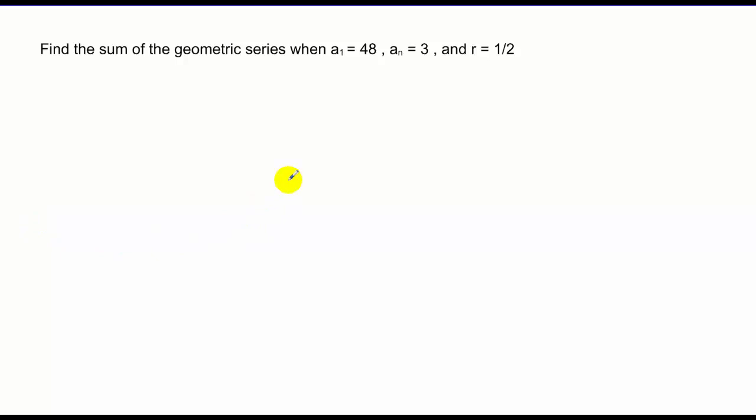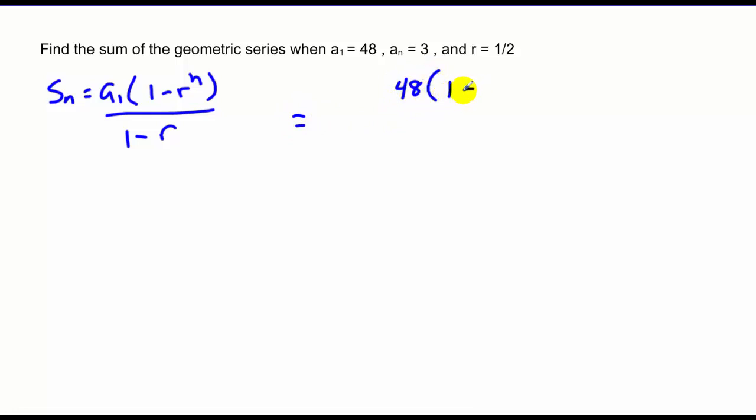Again, we'll find the sum. Here's my first term, my last term, and my ratio. Well, again, if I just write this formula out, I have first term times 1 minus my ratio to the n power over 1 minus my ratio. That's great that I have that first term. It's 48. 1 minus, I have a ratio of 1/2. That's good as well. But I don't have the number of terms. So I'm going to need to find that.